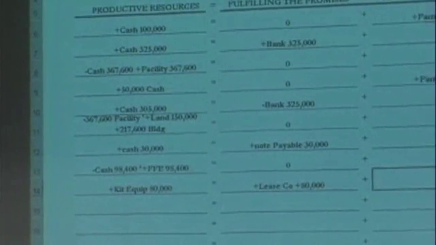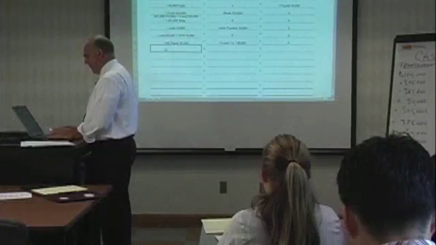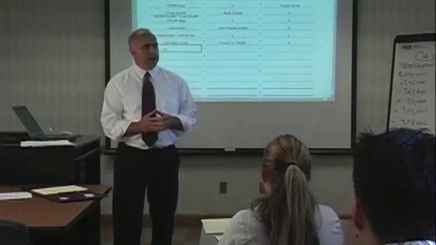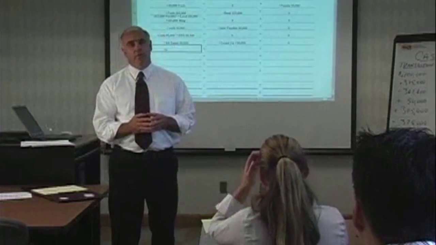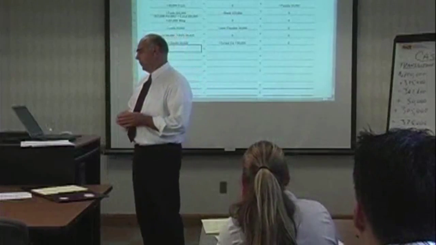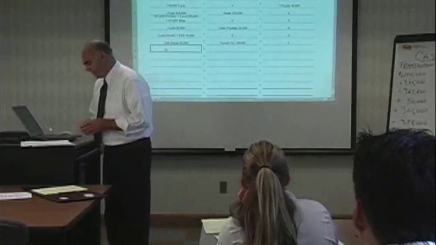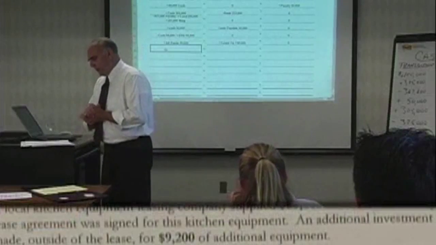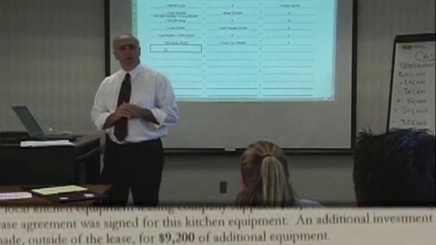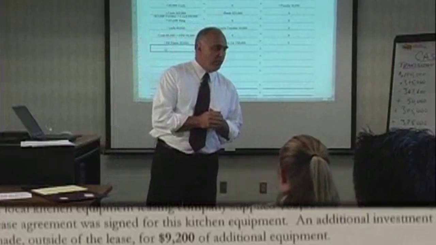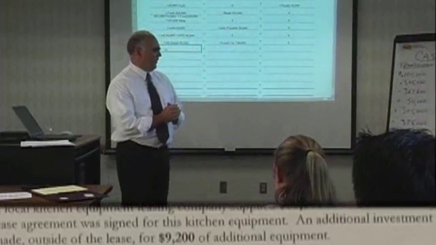We enter 0 in the equity column to indicate that there was no change there. So notice that this was a transaction that did not involve the use of any cash, really is 100% financing for the kitchen equipment over the span of a 7-year time period. An additional investment was made outside of the lease for $9,200 worth of additional equipment. These would be small wares, cutting boards, steam table pans, bain-maries, saute pans, etc.